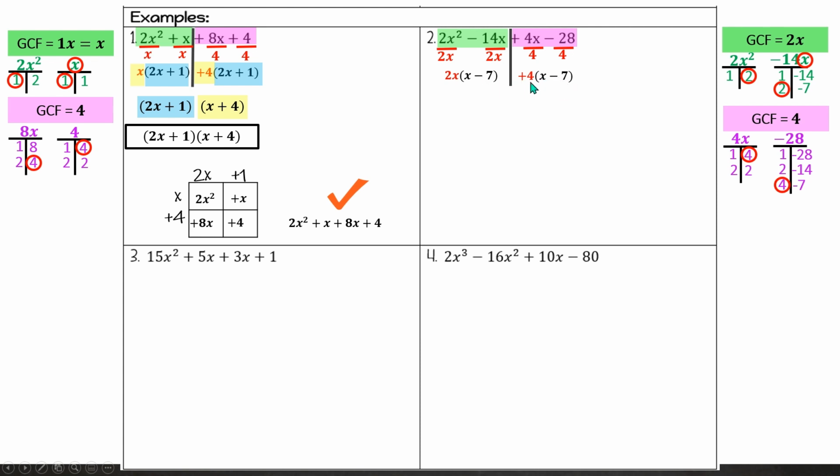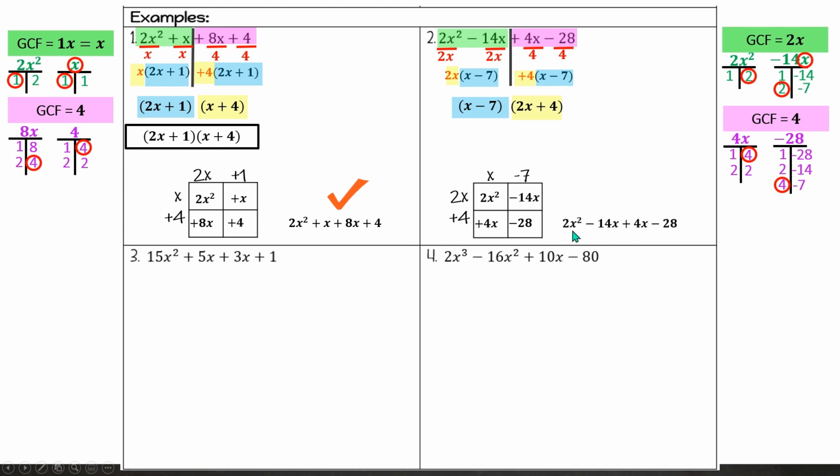Great. My parentheses do match, so I'm going to factor that out. So I'm left with x minus 7, and the remainder goes in the other parentheses, which is 2x plus 4. Now that I have my factors, I can go ahead and check my work by multiplying them together in my area model. And if I get the same polynomial that I started off with, like I did here, 2x squared, negative 14x, plus 4x, and negative 28. Because these do match, I now know that I do have the correct factors. So I have x minus 7 multiplied by 2x plus 4.